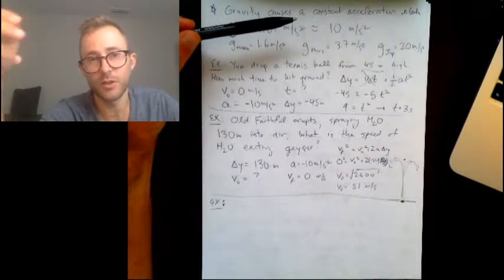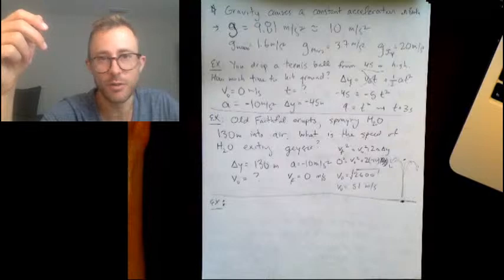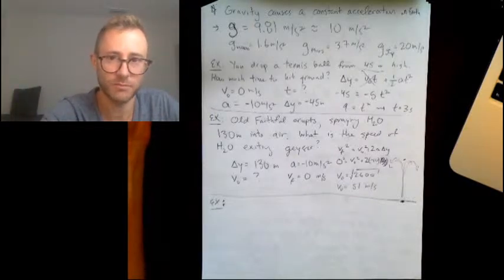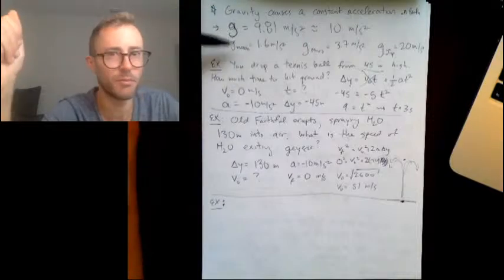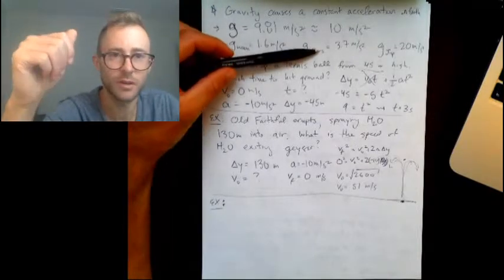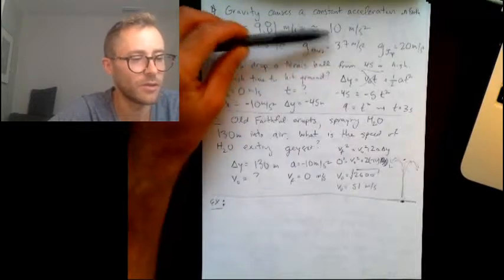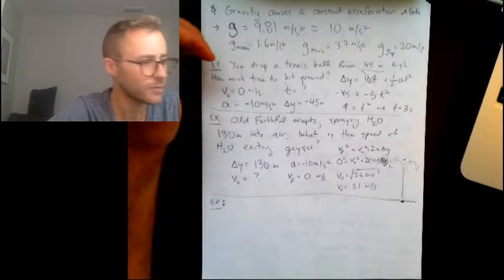A place where these equations will work really well is the moon, okay? Because the moon has no atmosphere. So it has no drag. So there's nothing to modify the acceleration from the 1.6 meters per second squared.